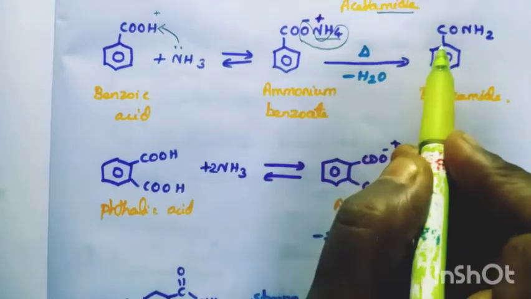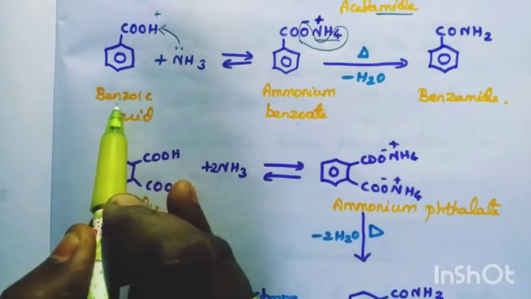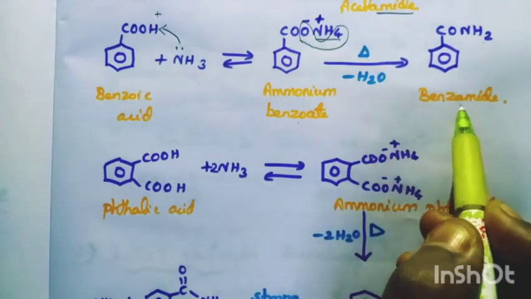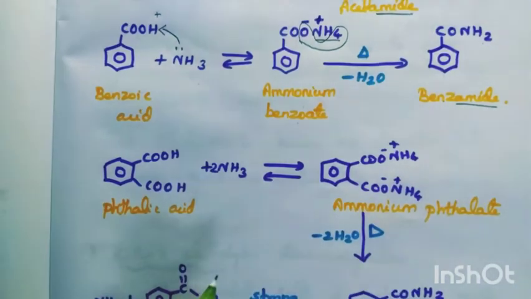So C6H5CONH2, benzamide. Benzoic acid is its initial compound, no? So benzamide. CONH2 is amide. It is prepared from benzoic acid, so it is called benzamide.